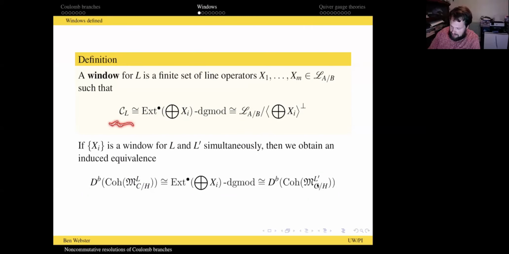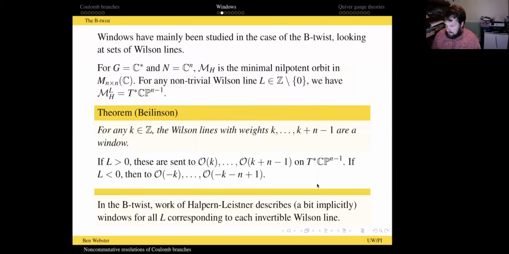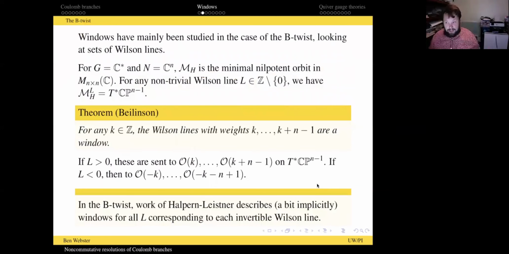And this copy of coherent sheaves on the resolution either maps to this guy by an equivalence or it doesn't. If it does, then we call this set a window. And one reason this is a useful notion is if you happen to find something that's a window for two different invertible lines, then you can get a derived equivalence between the two categories of coherent sheaves, which can be very non-trivial. All right, well, that's an interesting notion, but do any such things exist?